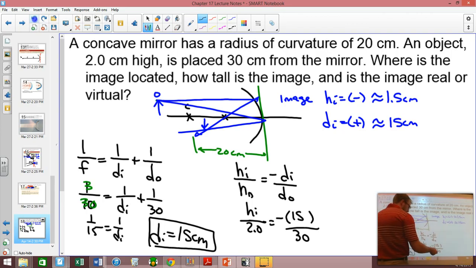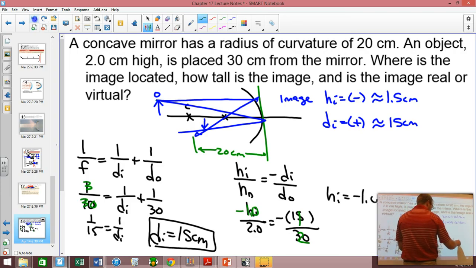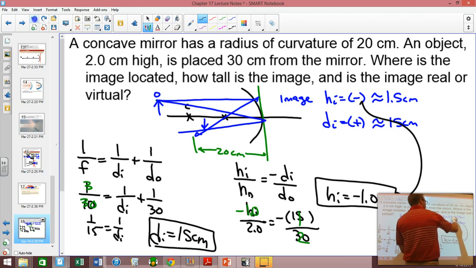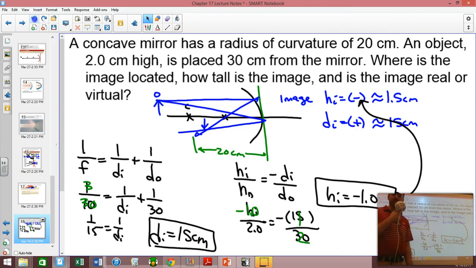Well, this is basically 1/2. 15 over 30 is 1/2. So this is going to be -1 because that will make it equal. So my height of my image is -1.0 centimeters. And I can confirm that that's kind of what I was thinking about when I actually made it. So these equations are pretty simple. I mean, they deal with fractions, which is what makes them difficult.